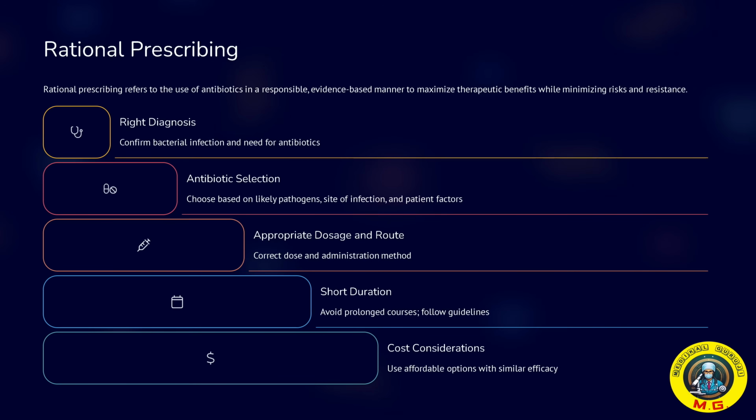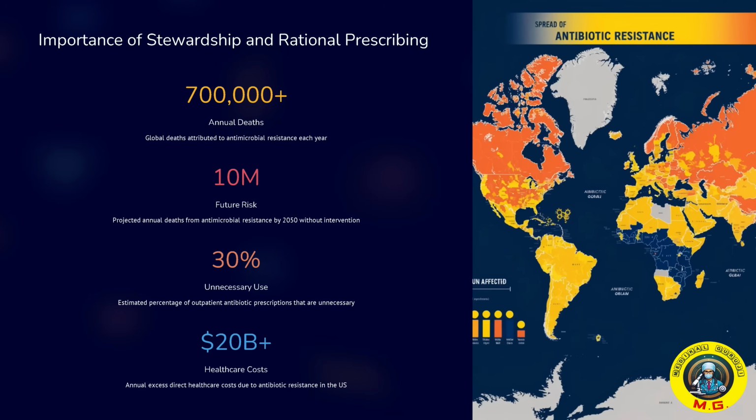The importance of stewardship and rational prescribing is that misuse and overuse of antibiotics drive antimicrobial resistance, which renders some infections untreatable. Then it safeguards future generations, that is, rational and judicious use preserves antibiotics for future generations. Third is improving the patient care. It reduces the side effects, secondary infections and treatment failures. And last is reducing healthcare burden, that is, prevent longer hospital stays and associated costs due to complications or resistance-related treatment failures.